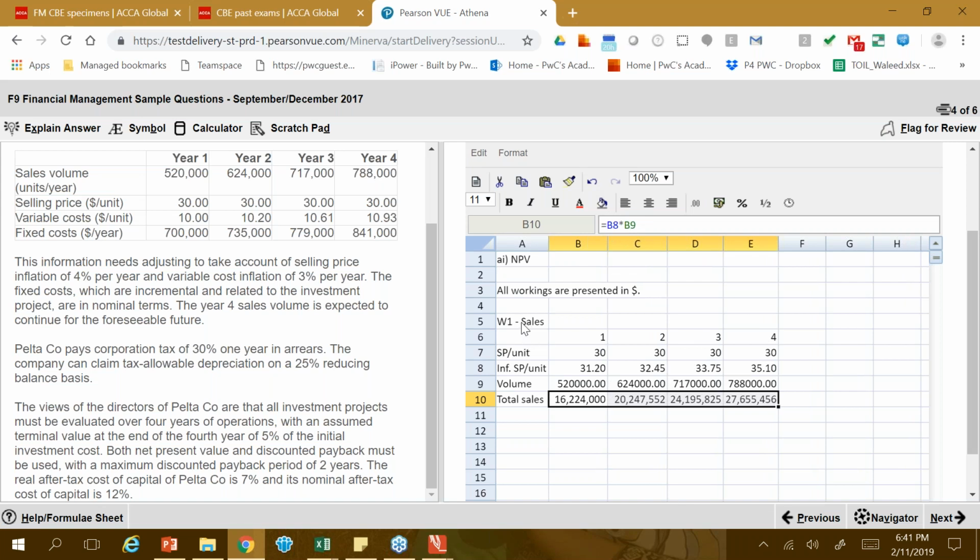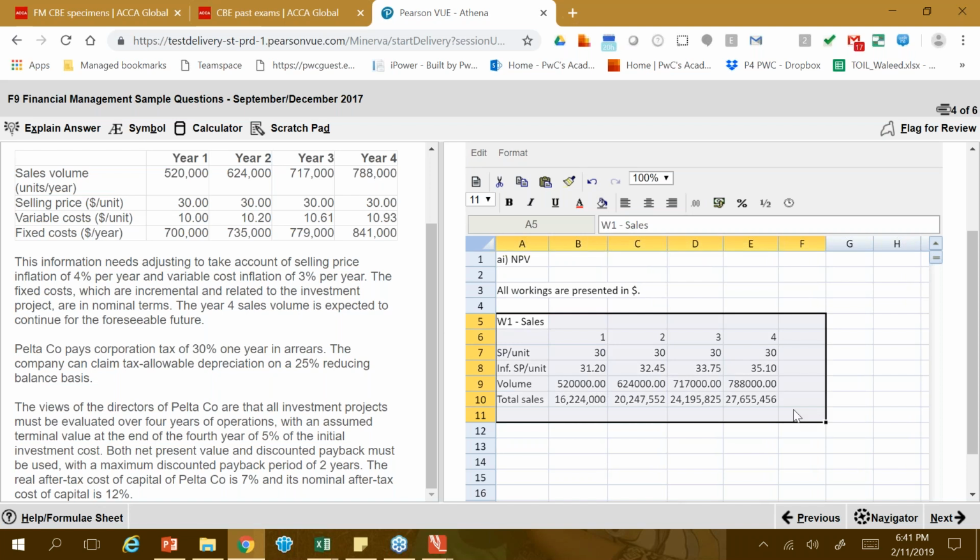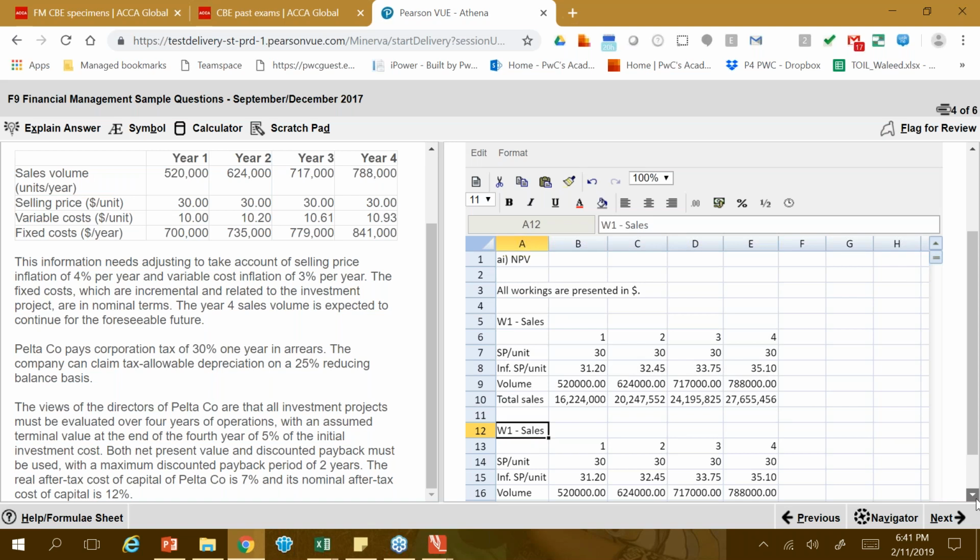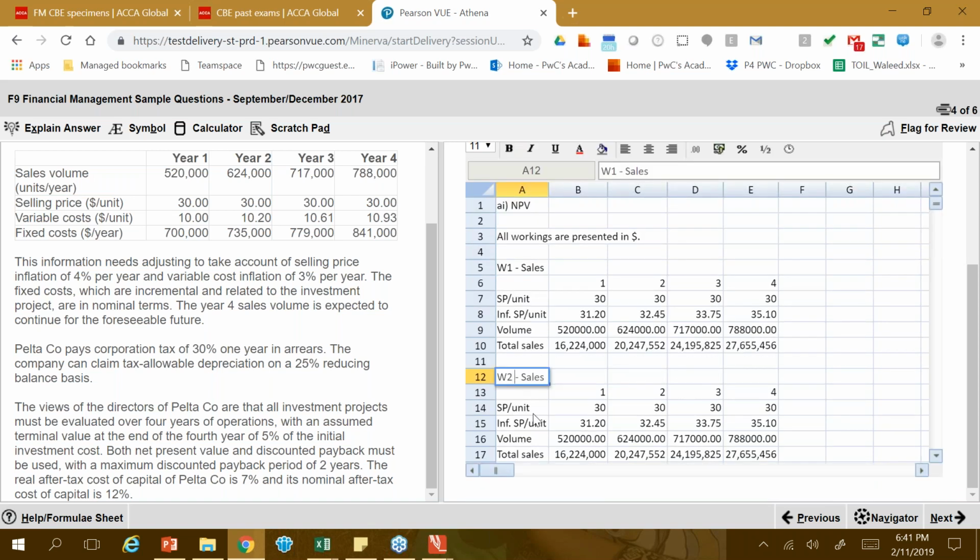Once I've got the sales, I'll just copy this, paste it here, and then change the things in this working to make it working 2, which is variable cost. The uninflated variable cost per unit is given in the question as 10. So variable cost per unit, we got 10 in all the years. Oh no, it's not 10. It's 10.2 here. Then it is 10.61 here. And then it is 10.93 here, which means the variable cost is changing every year.